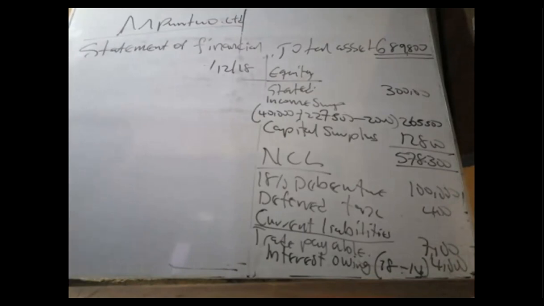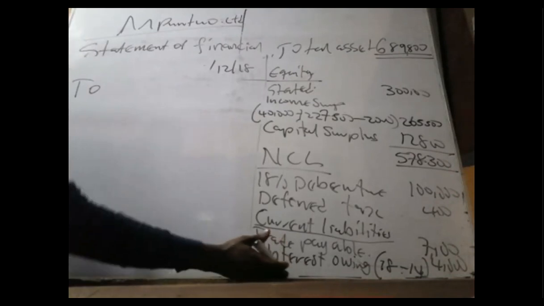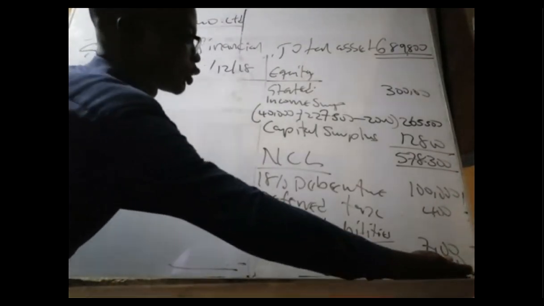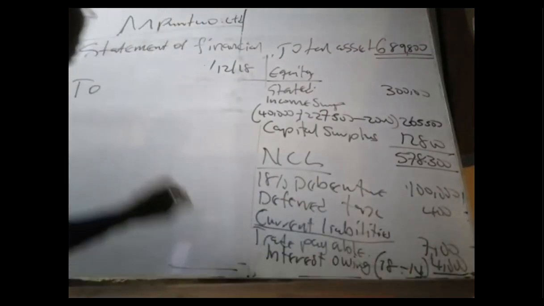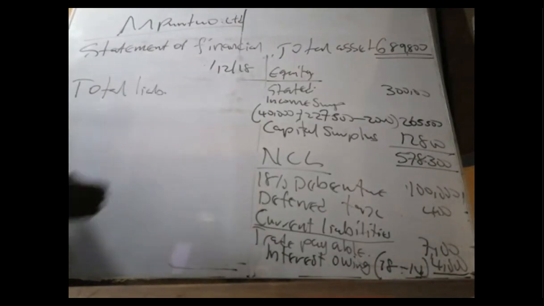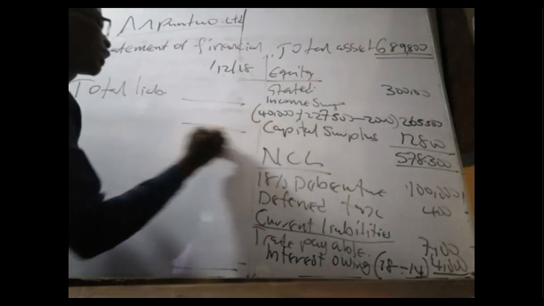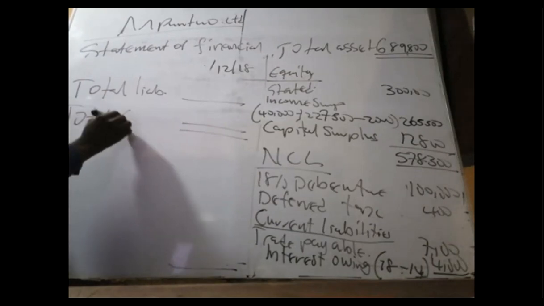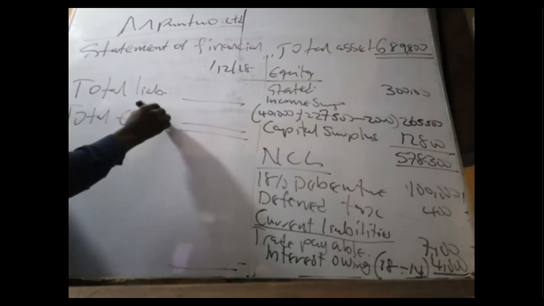So first of all, get me the total liability. I'm going to write it, there is no space here. Get a total liability for me. So sum all the liabilities together. Total liability. What's the answer? Then finally, you add equity to it to become total equity and liabilities.